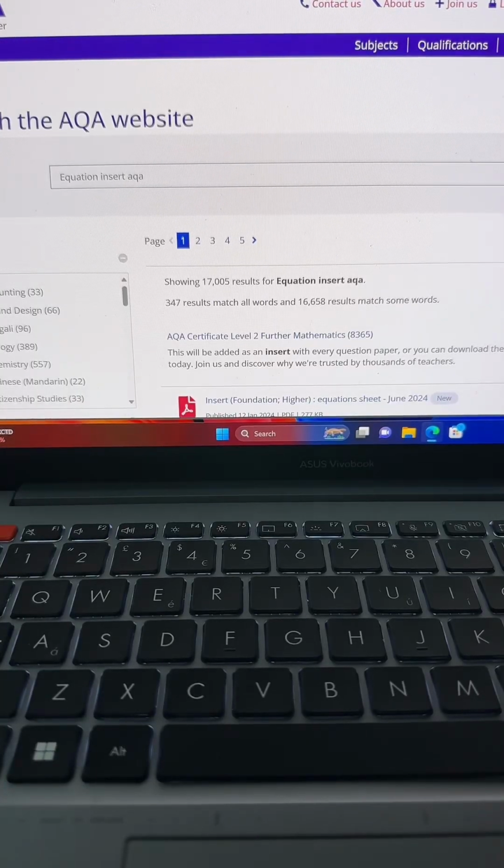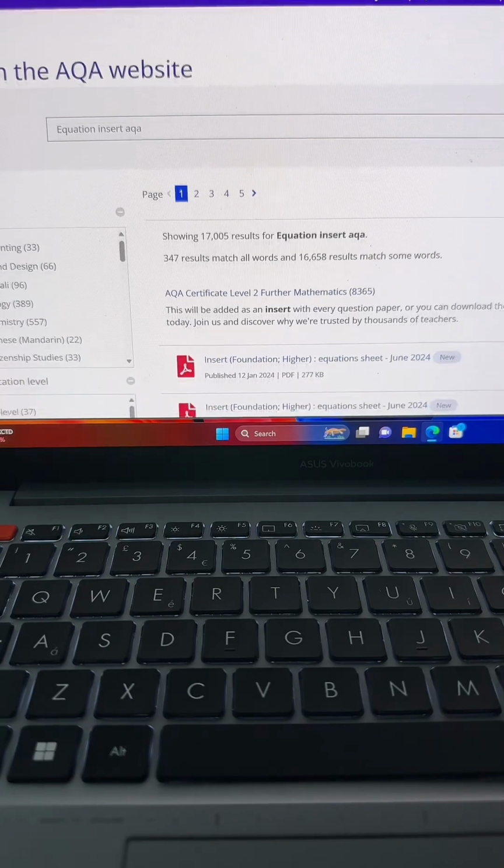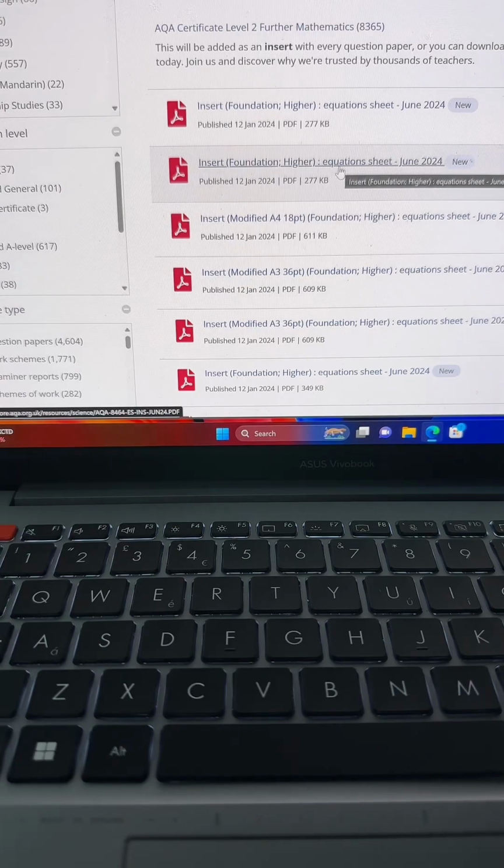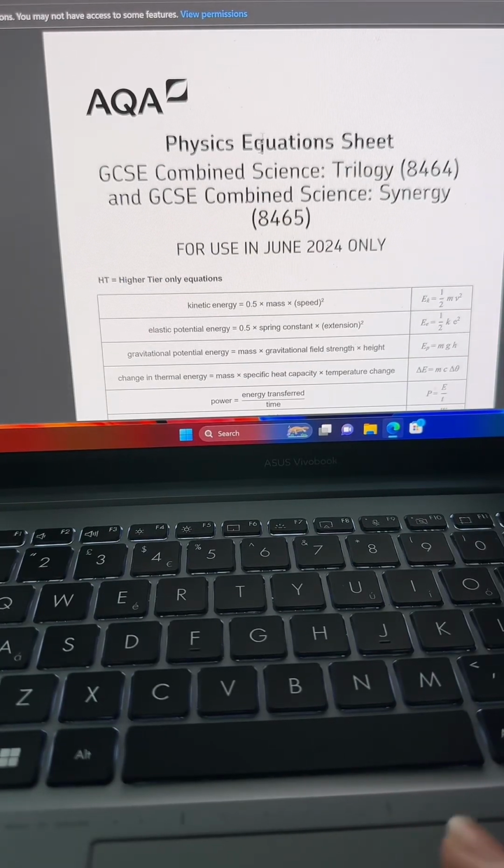Today is the 12th of January, and AQA has actually released the physics equation sheet. This is going to be for combined students and combined synergy as well. It has all the equations on there that you need to know for your exam.